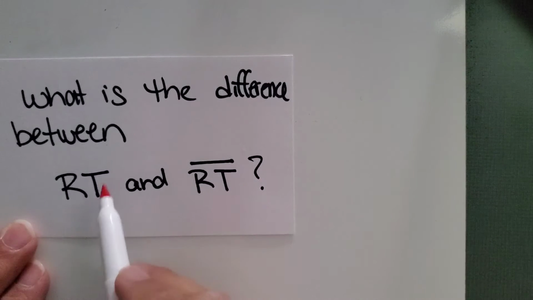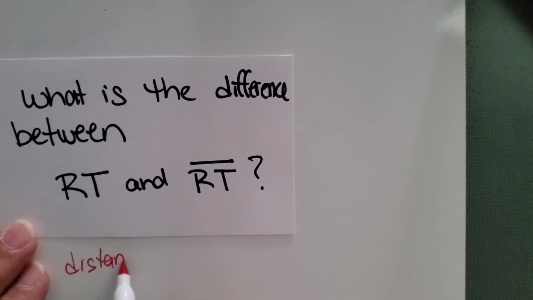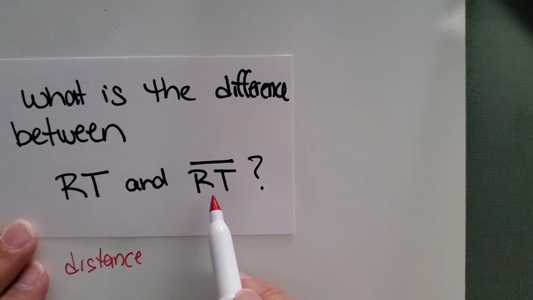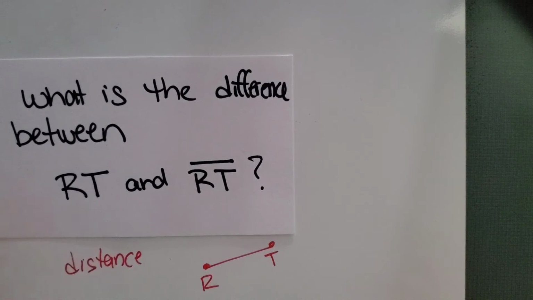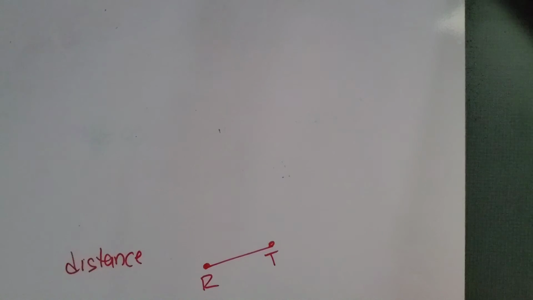So RT with no symbol above it means the distance between R and T. So it's actually a number, a measurement. I want to know how far that is, 3 centimeters, 4 feet, whatever that is. I want to know the distance. So it's actually a number, whereas this is just a shape. It's talking about the shape RT. So it's important to see that and understand that there is a difference.